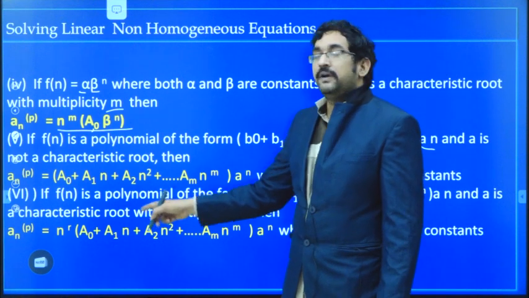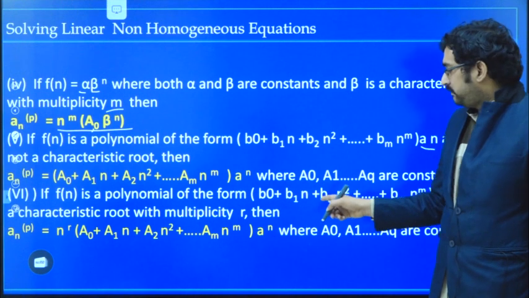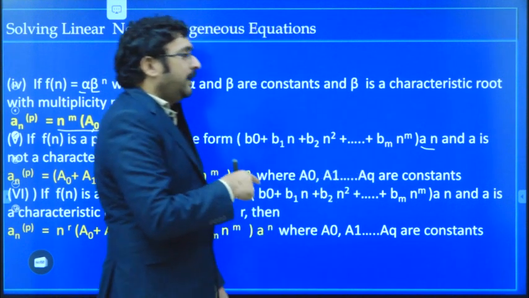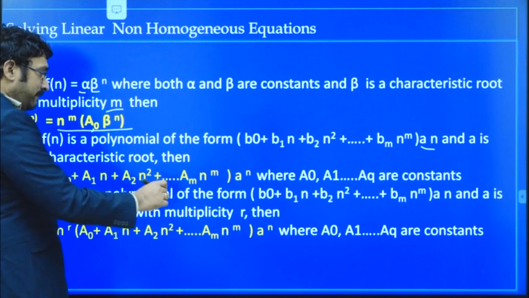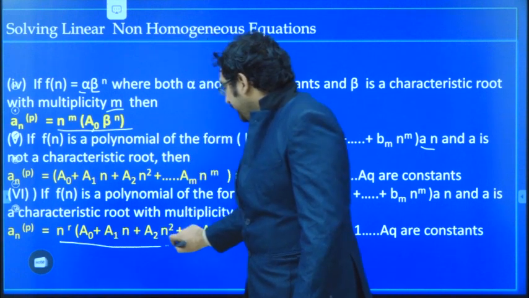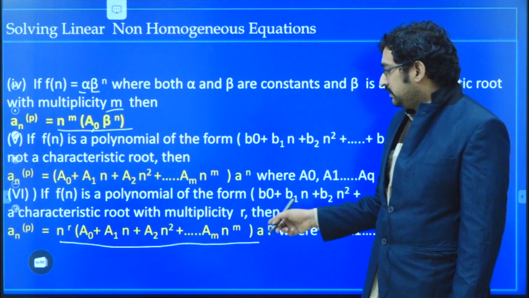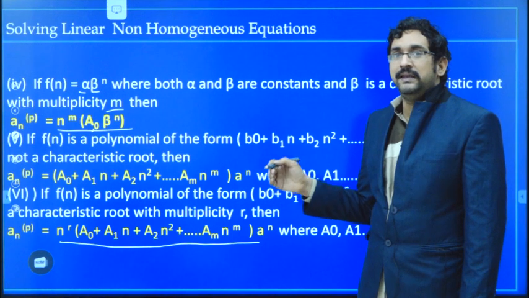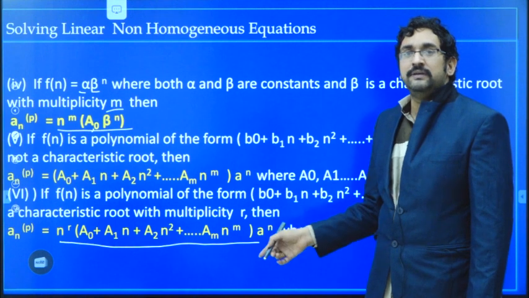Last case: if f(n) is of the form (b0 plus b1 into n plus b2 into n^2 plus and so on, bm into n^m) into a^n and a is a characteristic root of multiplicity r, then the particular solution will be n^r into (a0 plus a1 n plus a2 n^2 plus and so on, am n^m) into a^n. So when we want to solve linear non-homogeneous recurrence relations, we have to apply any one of these cases.